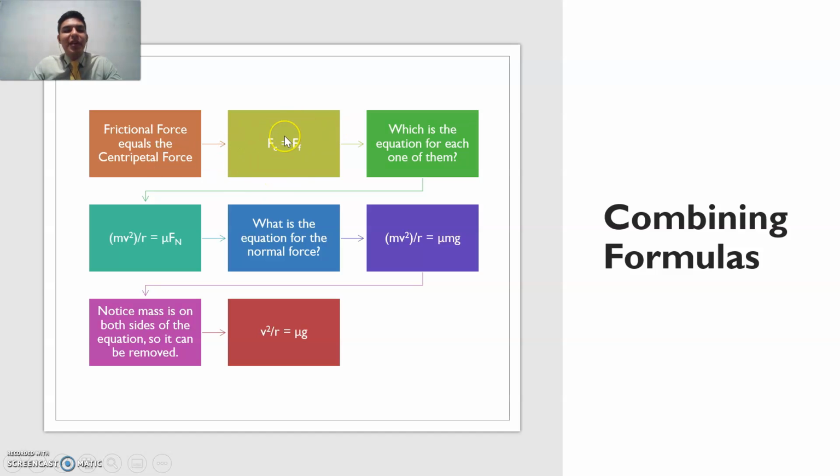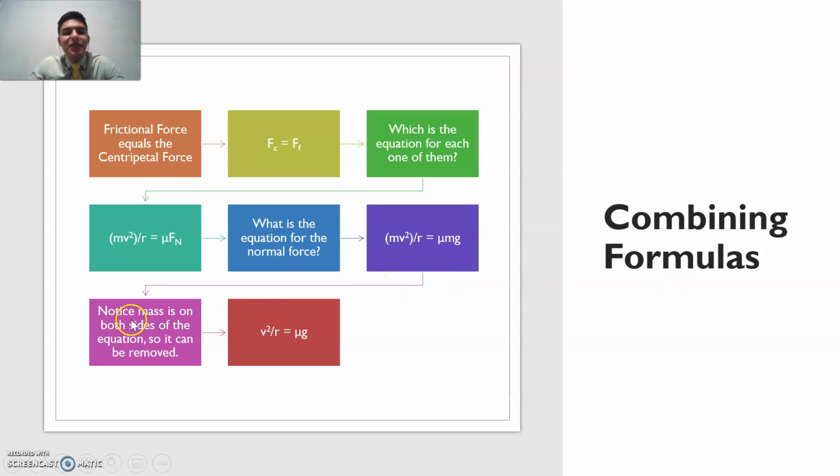All right, so we already have this one, but this is just not enough. So which is the equation for each one of them? The equation for centripetal force is the one that we have on the left: mass times linear speed squared divided by the radius. And what is the equation for the frictional force? It's the coefficient of friction times the normal force. But we can still expand our normal force. So what is the equation for our normal force? It's going to be mass times gravity. Okay, so right over here we have the complete equation.